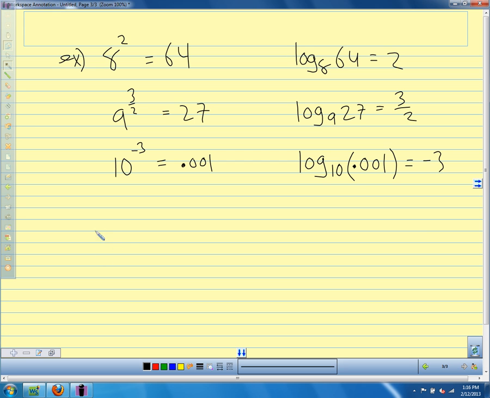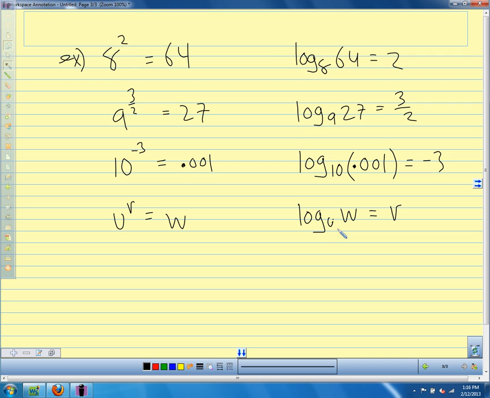All right, a little more challenging one. U to the V equals W. How am I going to write this in logarithmic form? Log base U of W equals V. So that's our logarithmic form.